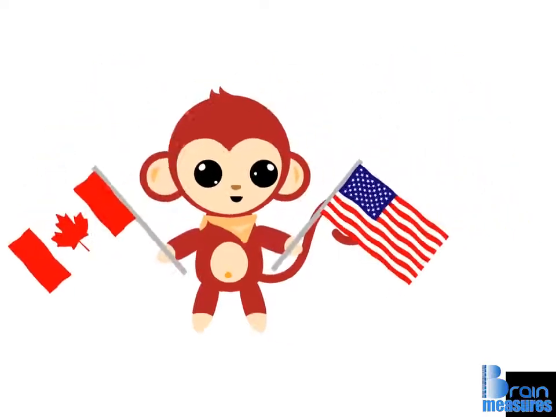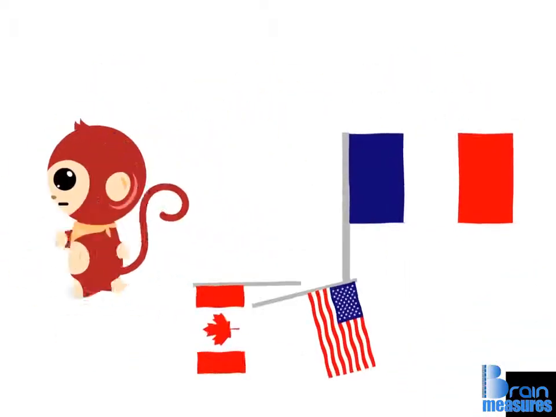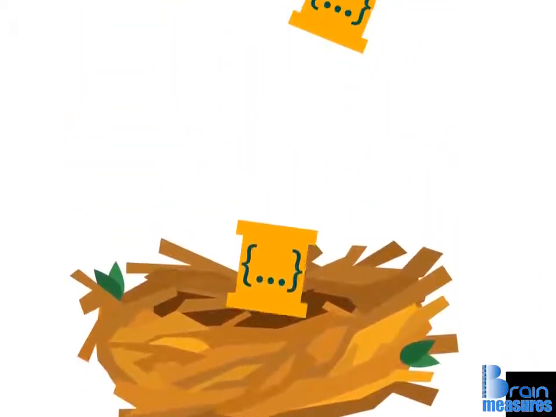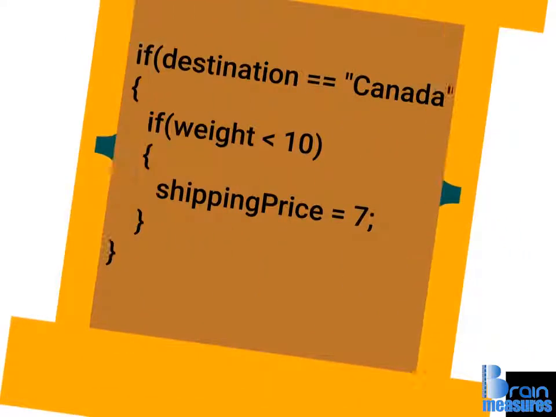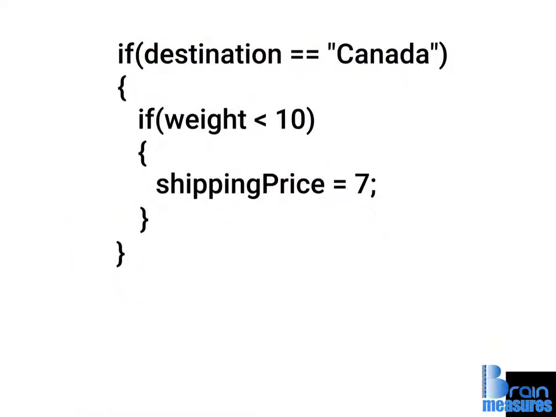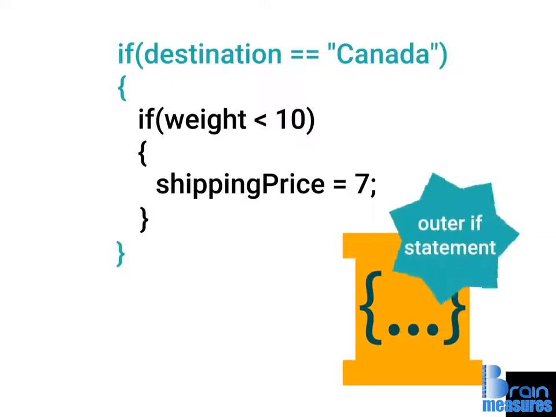We're going to add another destination to ByteMail's international shipping machine. However, before we do this, let's take a moment to review the limits of each code block in a nested if statement. Take this piece of code for example. The first if statement is known as the outer if statement.